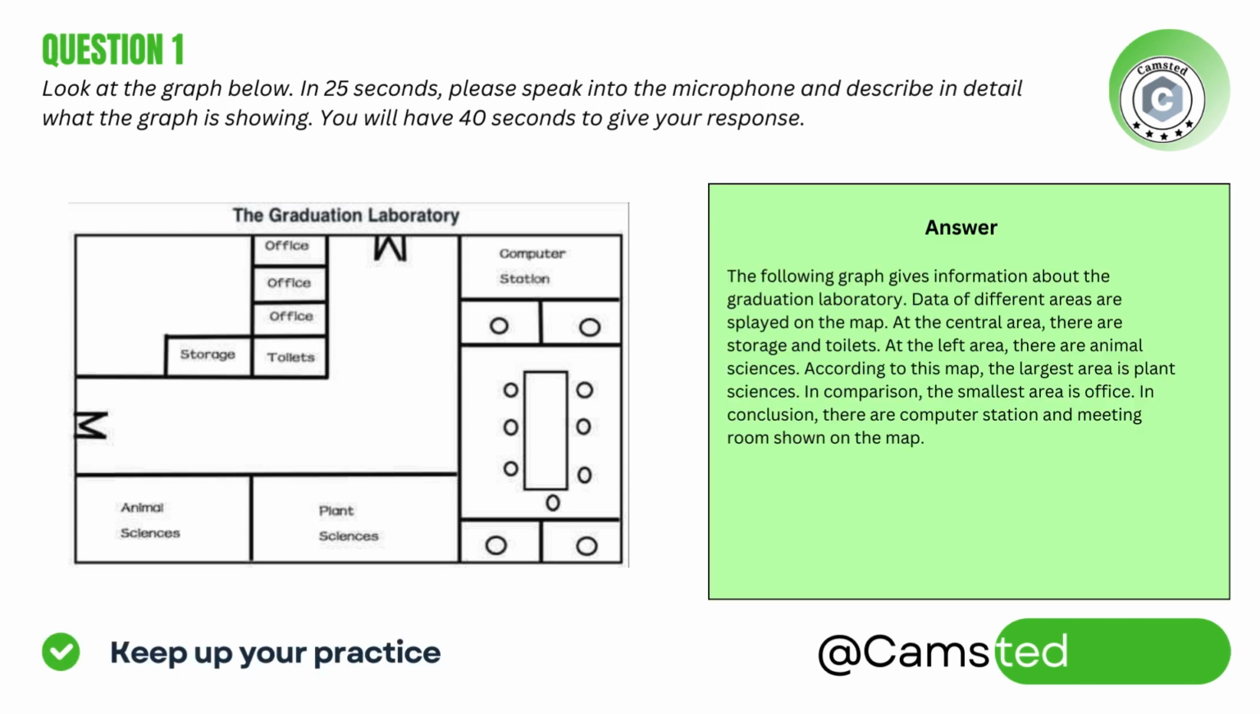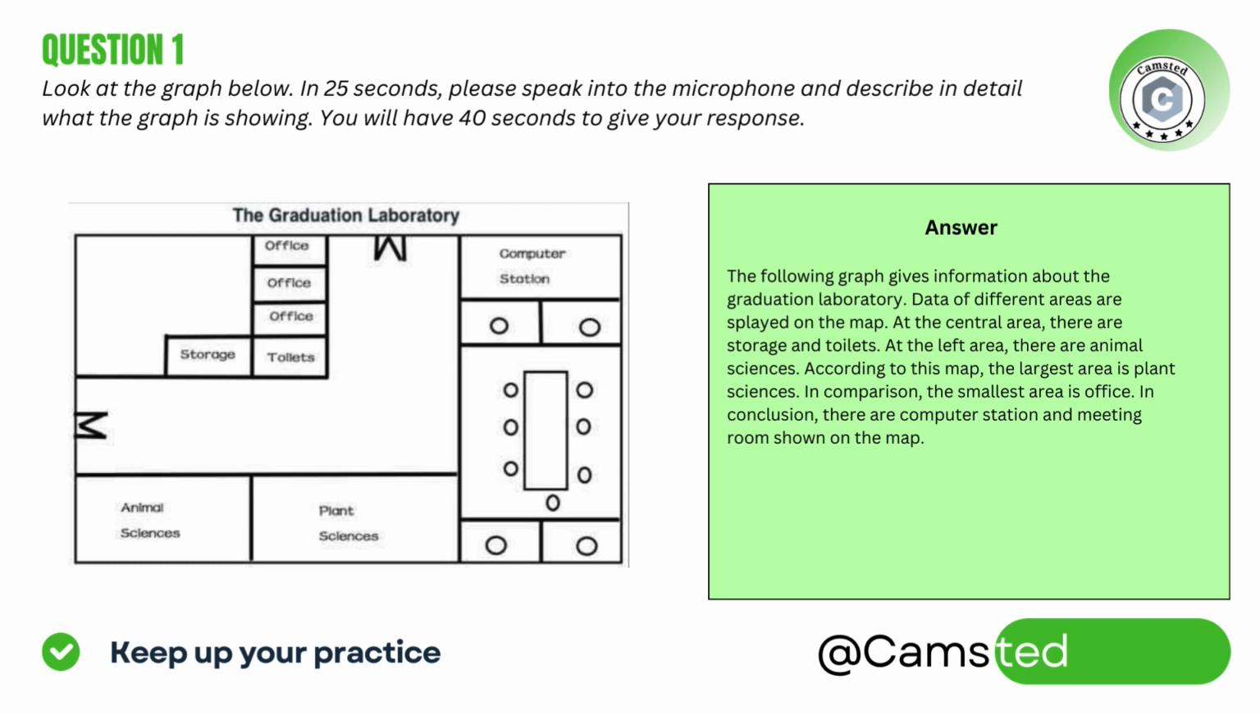The following graph gives information about the graduation laboratory. Data of different areas are displayed on the map. At the central area, there are storage and toilets. At the left area, there are animal sciences.